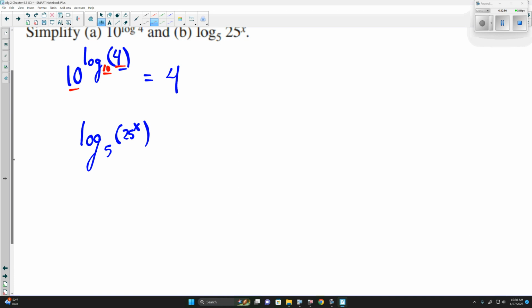Now this one here needs a little rewriting. Now 25 is the same as 5 squared. Any questions on how we rewrote 25 as 5 squared? Now the reason we're doing this is because I want the base and what's inside the log to be the same. Now we have 5 and 5, yes?